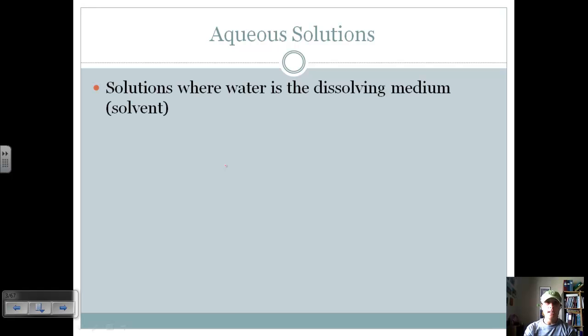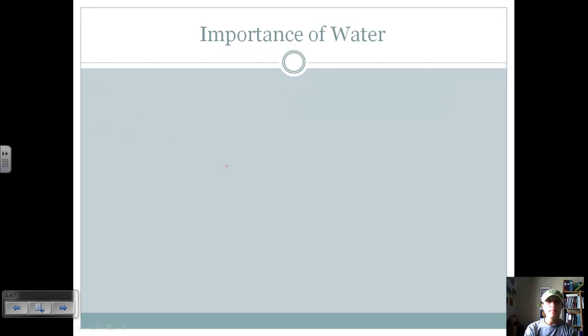So first of all, what is an aqueous solution? It's basically a solution where water is the dissolving medium, or what's called the solvent. And we'll talk about solvent in a second. Aqueous solutions have many uses, and there are lots of aqueous solutions out there. In fact, you probably consume them all the time. Kool-Aid, iced tea, all of that stuff is basically an aqueous solution.